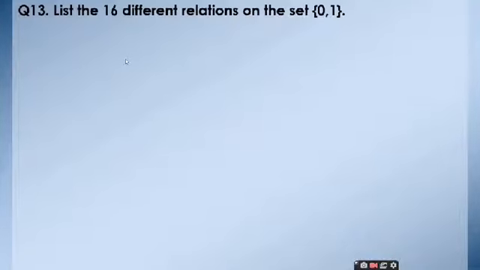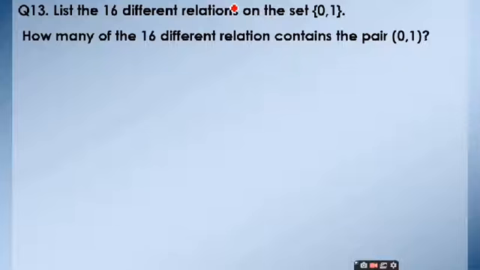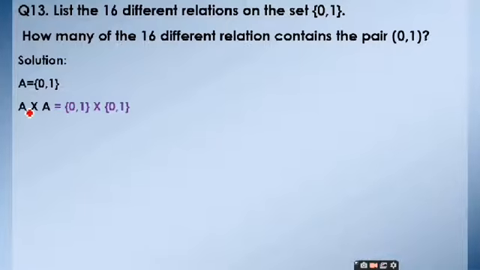Now we have question number 13. List the 16 different relations on the set {0, 1}. How many of the 16 different relations contain the pair (0,1)? We have the set {0, 1}, and we have to write the 16 relations on it. Let the name of the set be A. Now we have to find the relations, so first we have to find the Cartesian product. So we find A cross A, which is equal to {0,1} cross {0,1}, and we have found its Cartesian product. After this we have to find the 16 relations.